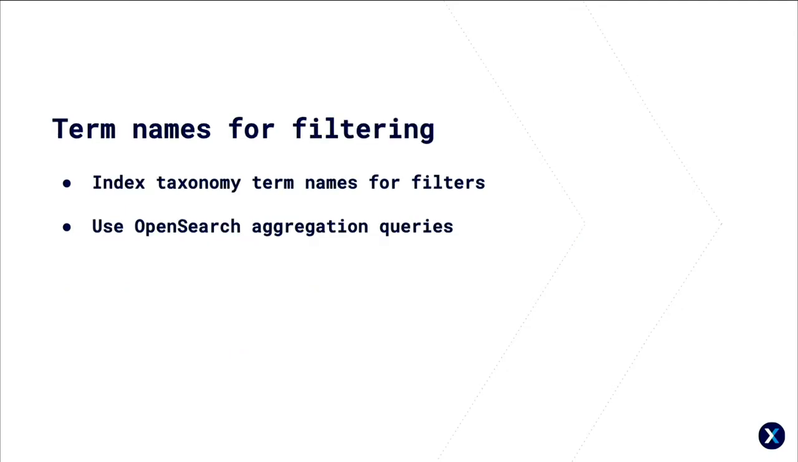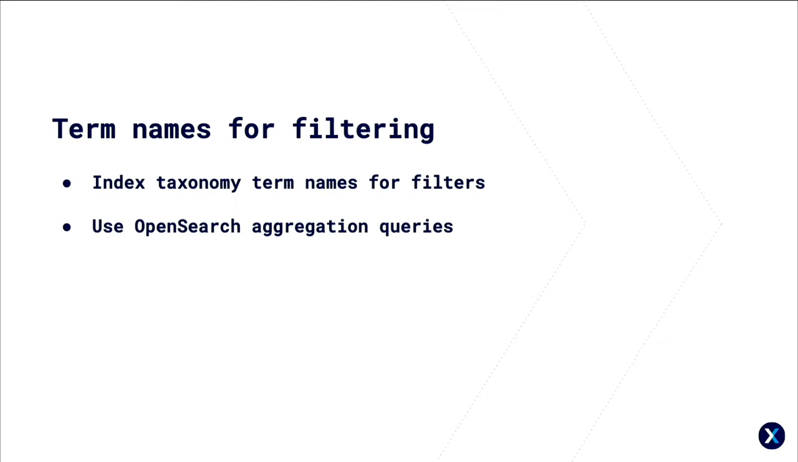So on the term names for filtering, it may seem a bit counterintuitive. Usually you'd use an ID to filter your content, makes it more robust. But using term names means we can use OpenSearch aggregation queries. So basically what that allows you to do is get a list of possible filter values directly from a single query, and then you can use that to render out your filters. Again, we're going to show more on that in a second.